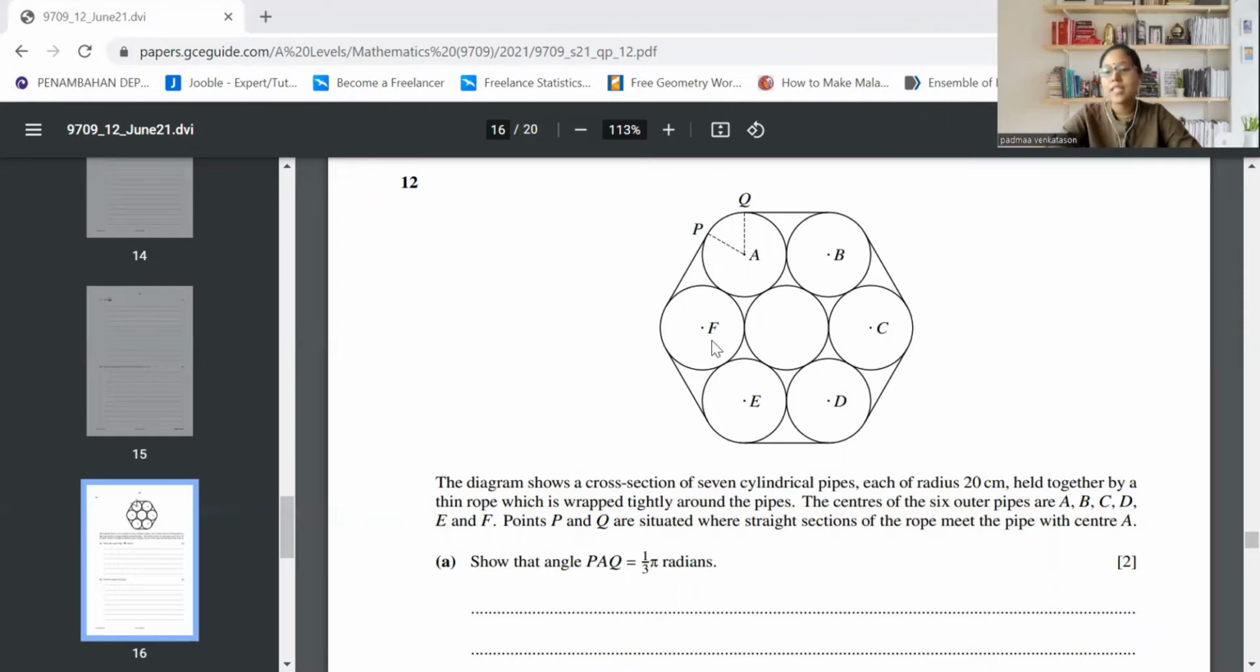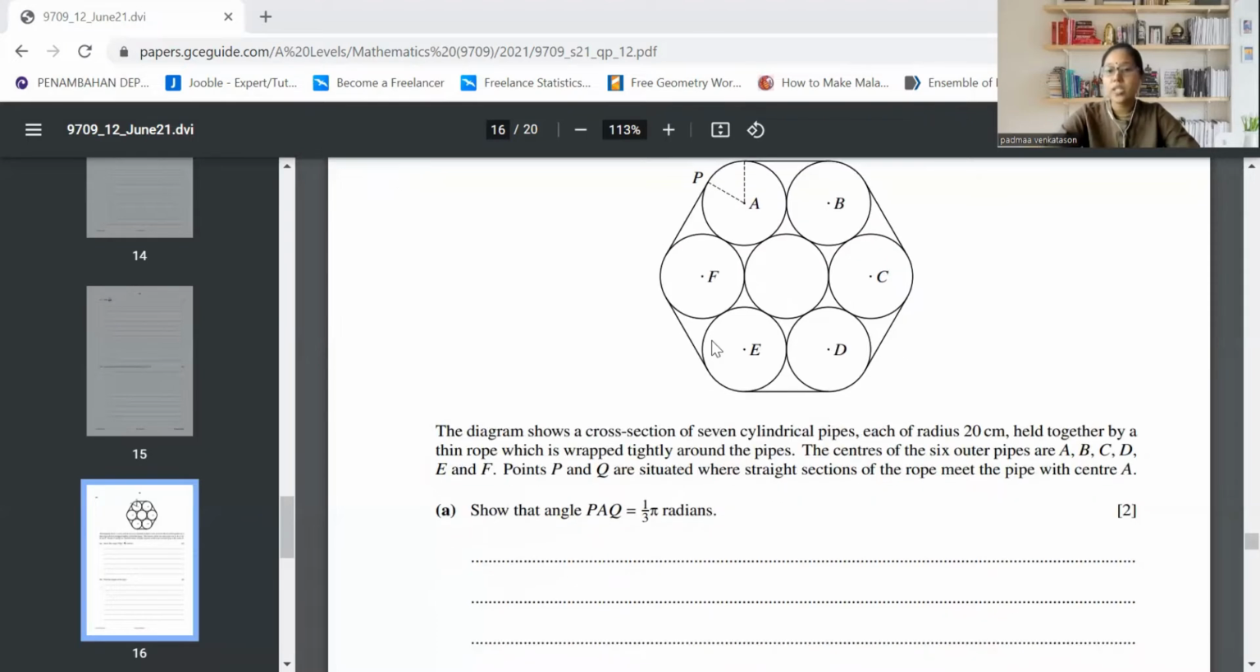They say the centers of these 6 outer pipes are A, B, C, D, E, F. Now, what are P and Q? Points P and Q are situated where the straight sections of the rope meet the pipe with the center A. If you want to see the length of the thin rope wrapped outside the pipes, it's covered by straight lengths as well as curved lengths. We will look at the straight and curved sections as we progress in the question.